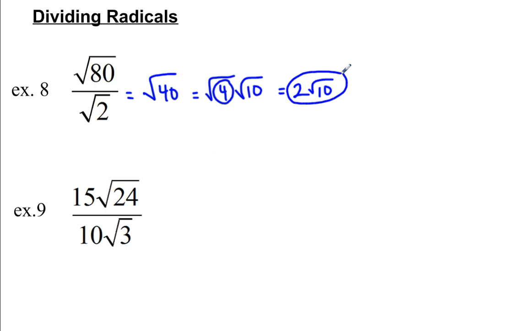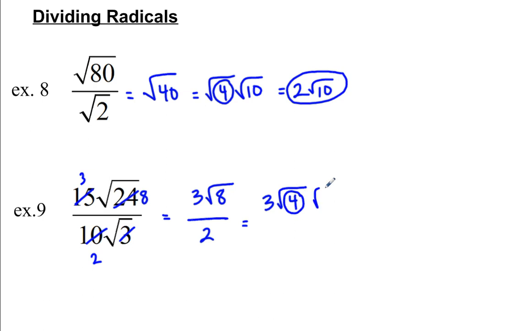Why don't you try example 9 on your own, then play the recording when you've got it. So hopefully you paused the recording and worked this one out. What I'm seeing here, 15 and 10 share a factor of 5. So divide by 5, divide by 5. 24 and 3 share a factor of 3. So I'm seeing on the top 3 square root of 8 all over 2. Well, I think square root of 8 can be broken down, so I'll do that. Square root of 4, circle it, square root of 2.